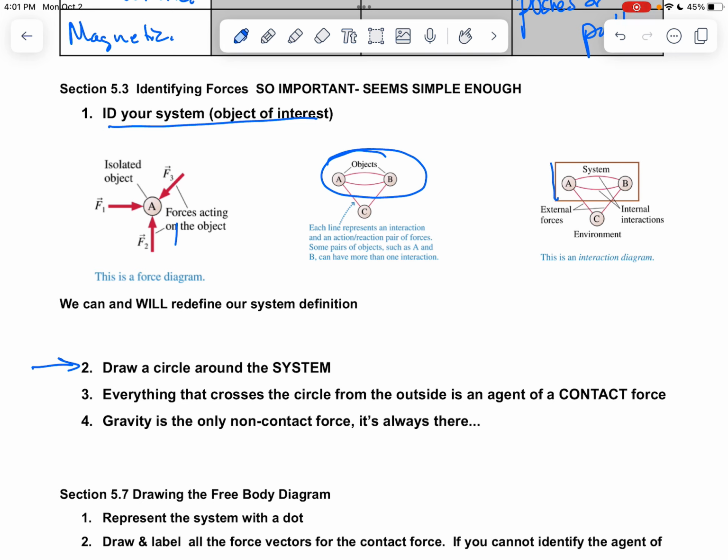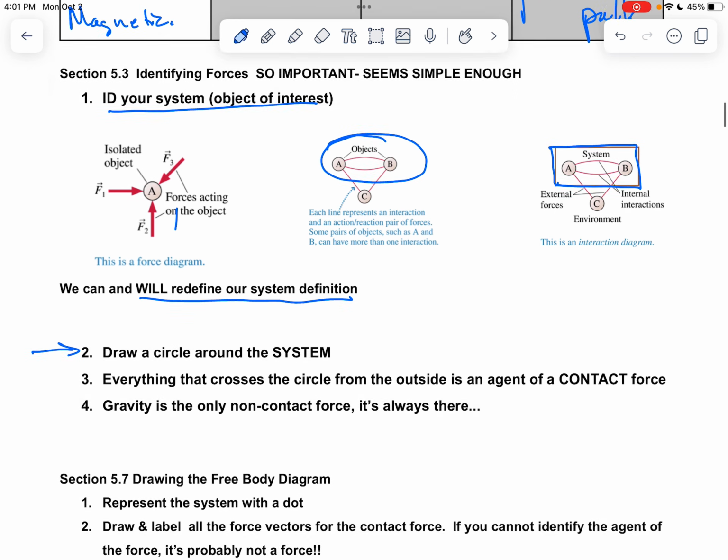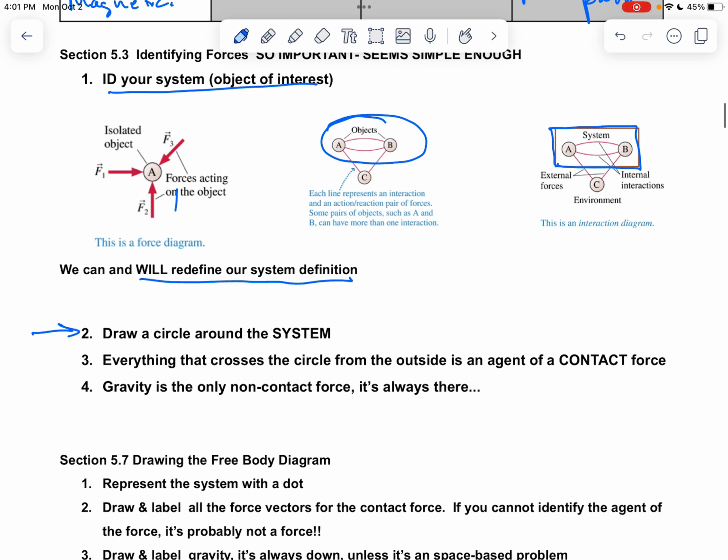And we can see that kind of demonstrated out here. So we can and will redefine our system. Sometimes we're just interested in object A, but sometimes we want A and B. Sometimes we want A, B, and C. So we'll treat this from a lot of different perspectives. Draw a circle around the system. Everything that crosses the circle from the outside is an agent or a contact force, and you identify it from the list that was given above. And then gravity is the only non-contact force, and it's always there. So you can always put the force of gravity in there.